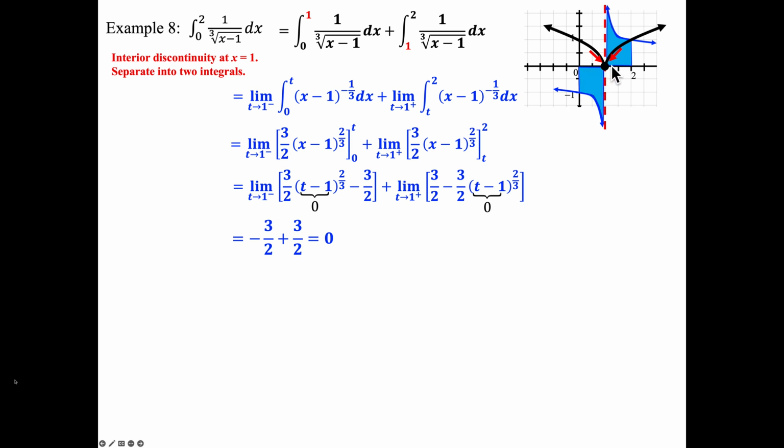One's below the x-axis and one's above the x-axis, a negative area and a positive area that are the same, so they cancel out to a 0. Okay, so that's a real number. It's convergent.